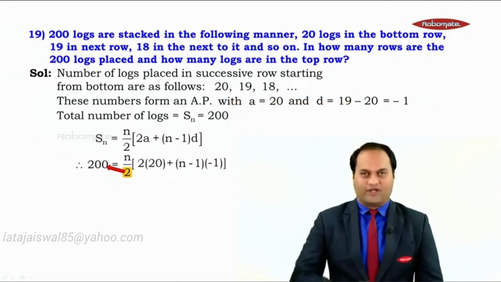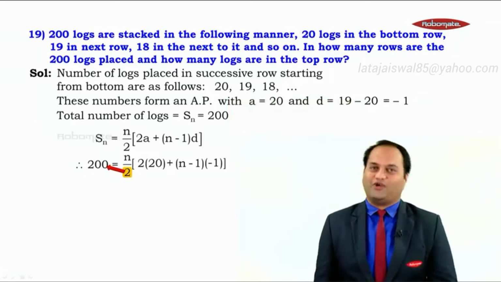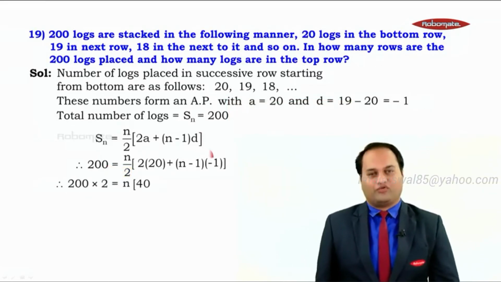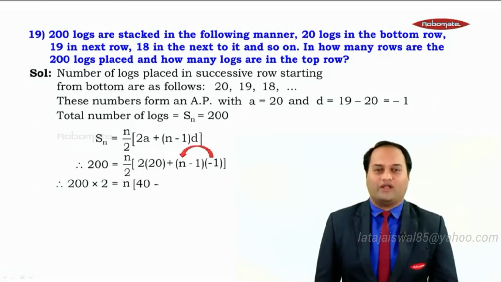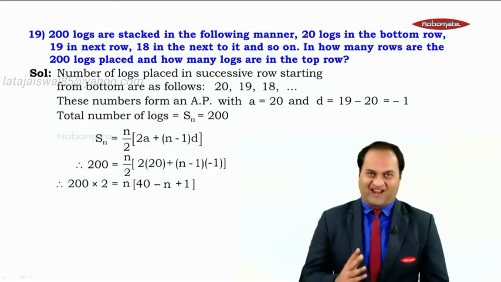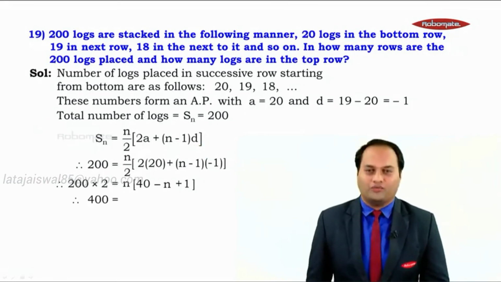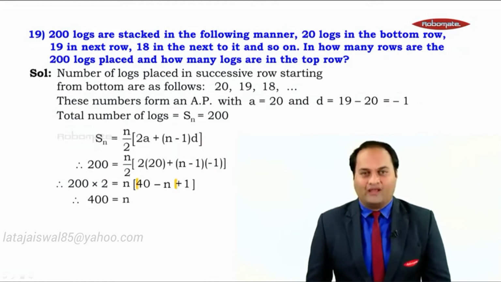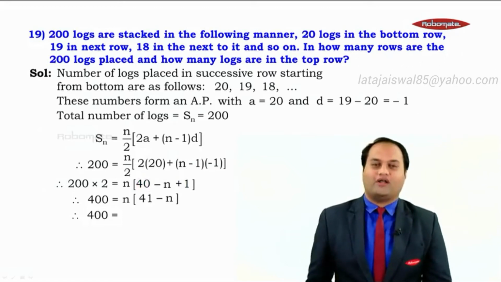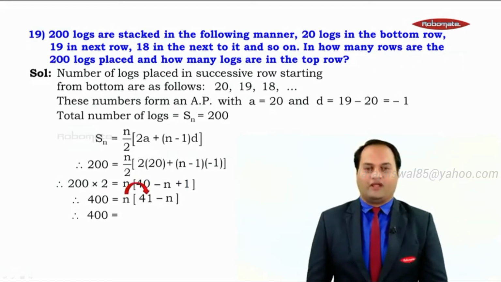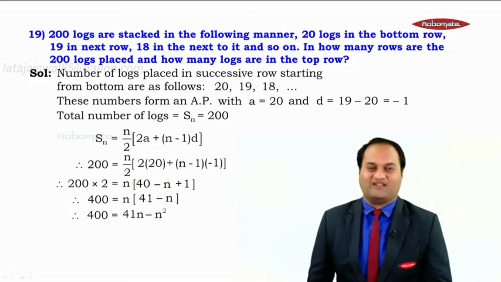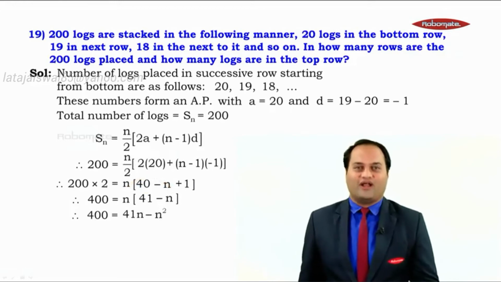Let's move ahead. Take 2 to the other side. It will get multiplied with 200. We get 200 into 2 is equal to n into 40 minus 1 into n, which is minus n, and minus 1 into minus 1 is plus 1. Right? 200 into 2 is 400. n into 40 plus 1 is 41 minus n. So 400 is equal to, again open the bracket, we get n into 41, that's 41n, and n into n is minus n square. Again, we are getting a quadratic equation.